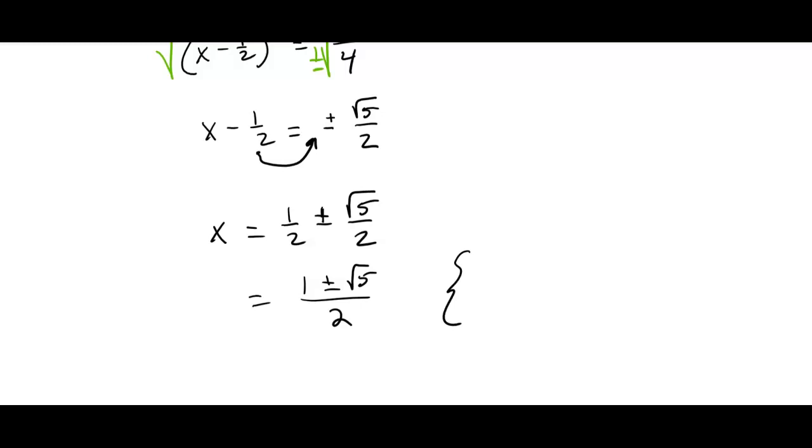Now, in writing it and putting it in WebAssign, they're going to want it separately, I believe. So 1 minus the square root of 5 over 2, that's one answer, and then 1 plus the square root of 5 over 2. Now those are both real numbers. You could put those in your calculator and get a decimal approximation, but those are just two real number solutions. So there you go.